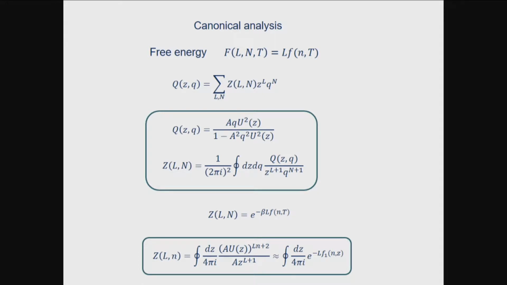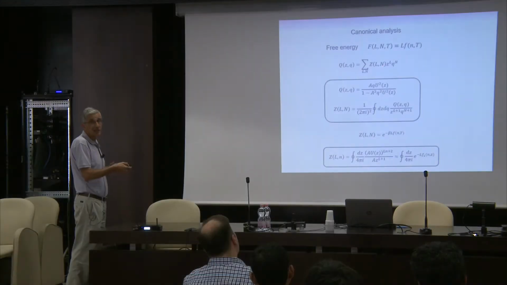Now I want to say a few words about canonical analysis, because I think that's interesting. You can do a canonical analysis by putting in the fugacity z, and you have another parameter associated with n.